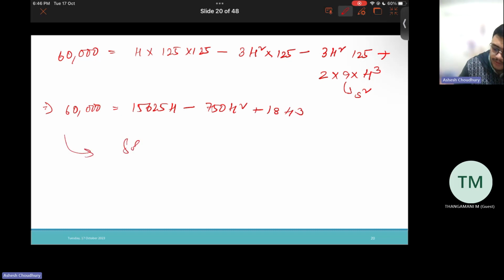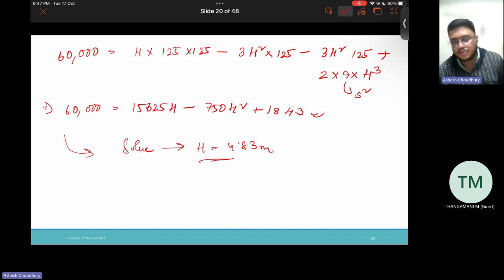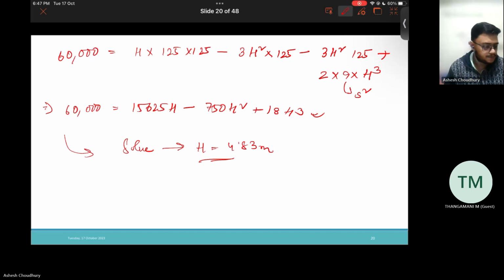So if you solve this, you get H. This is cubic, so with the help of any engineering calculator we can solve this, and we will get the depth that we should have, that is 4.83 meters. Okay.